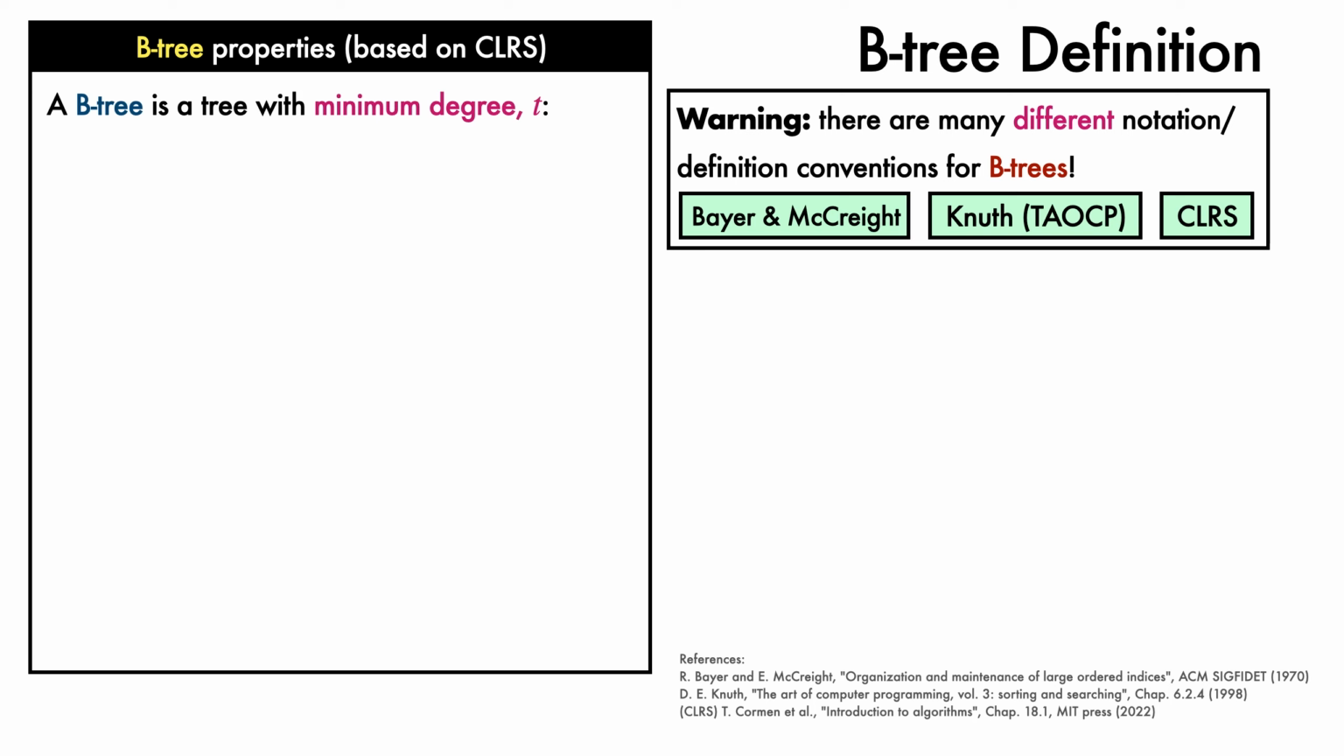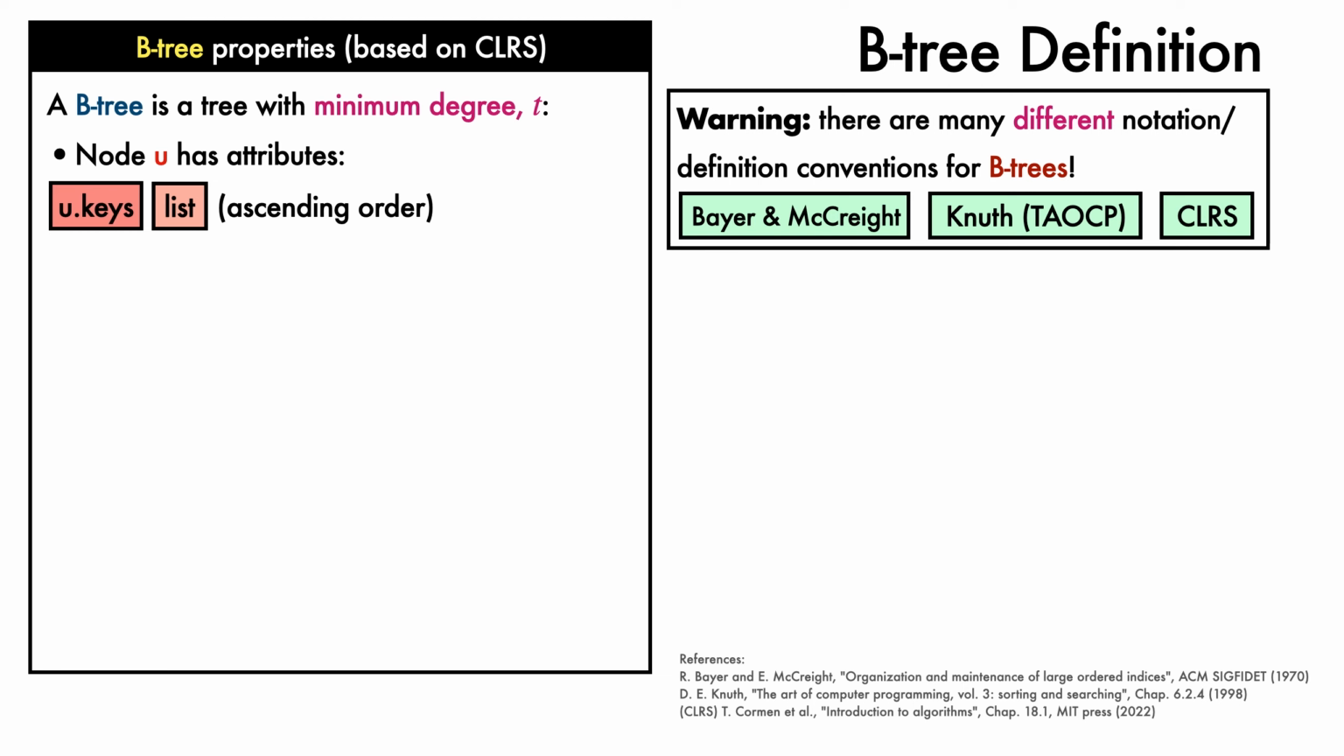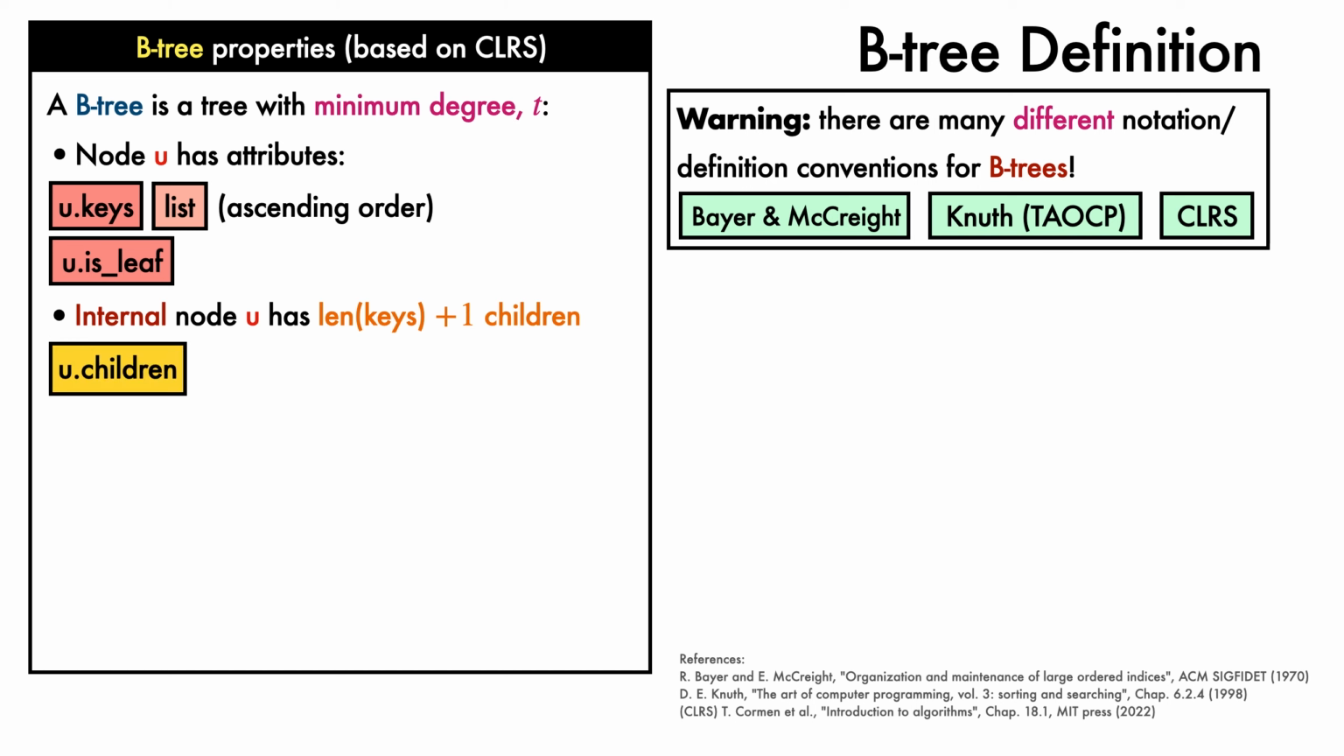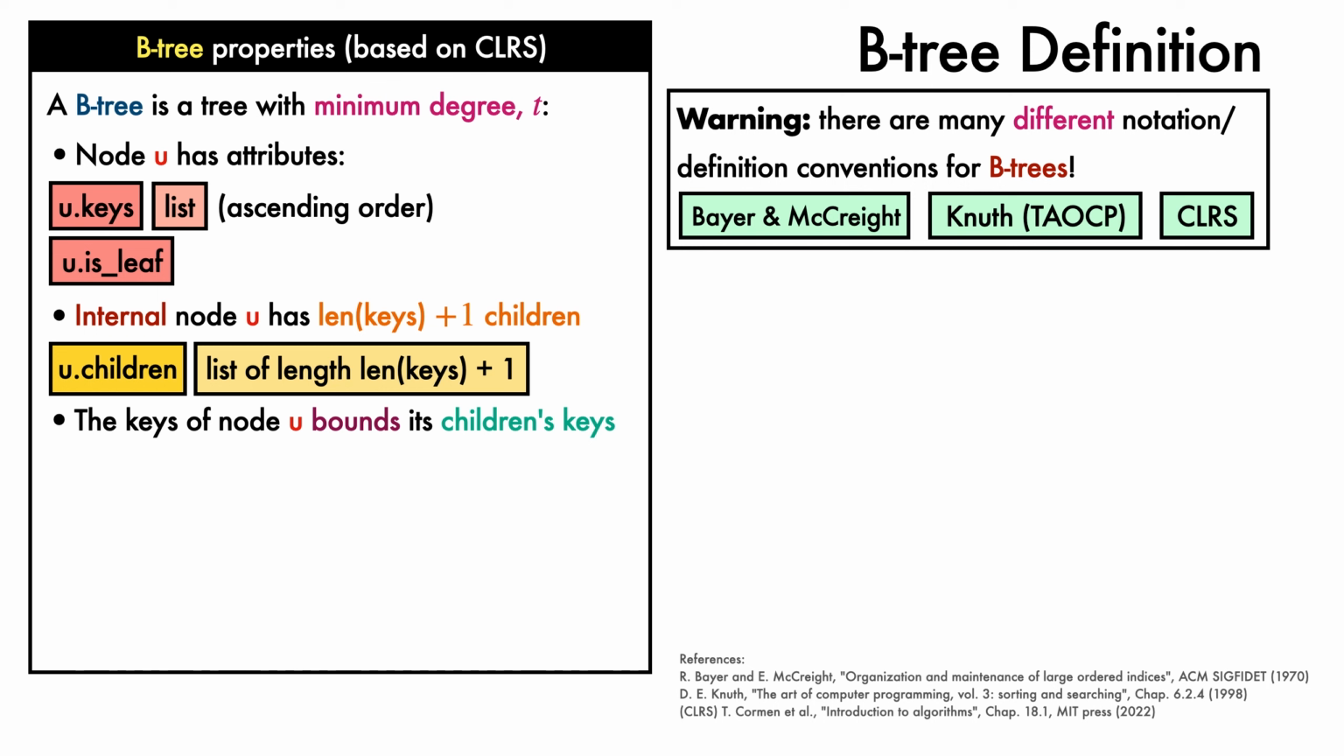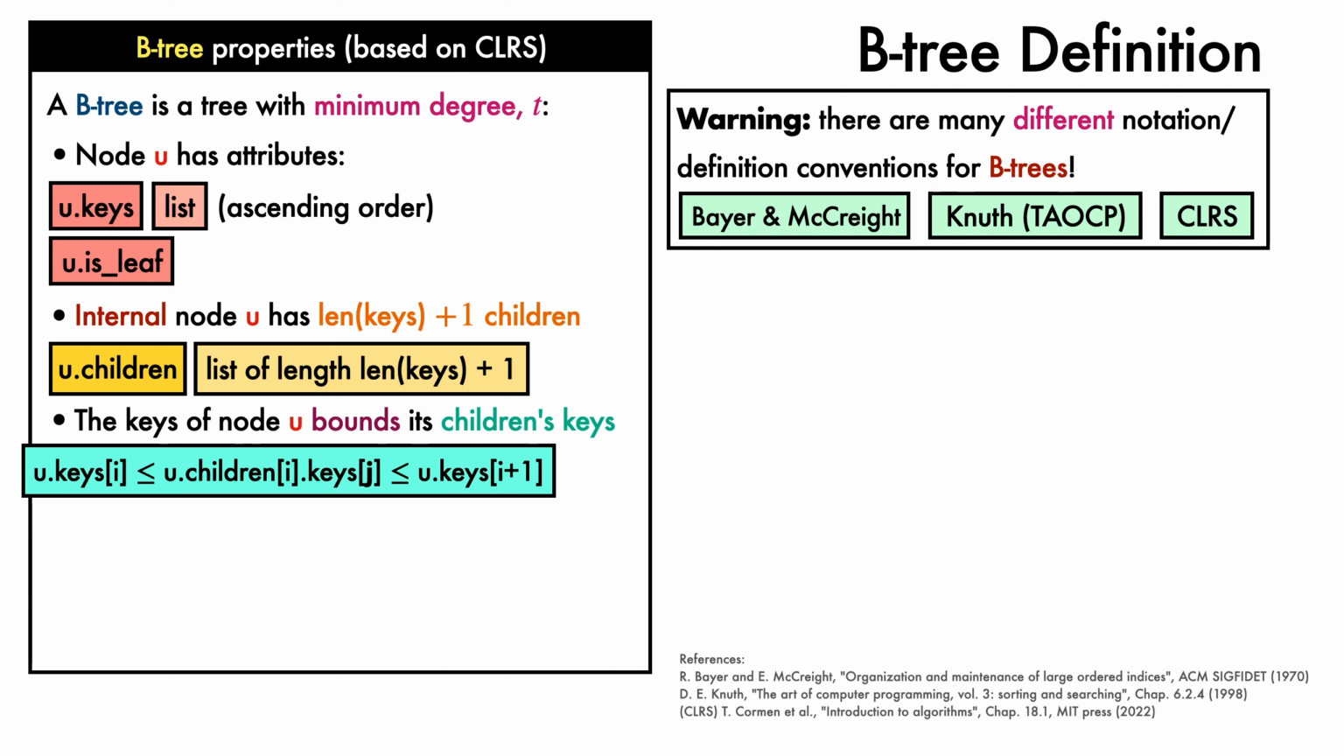A tree is said to be a B-tree with minimum degree t if, first, each node U has the following attributes: a collection of keys stored in a list in ascending order, and a Boolean value of whether U is a leaf node. Second, each internal node U has a set of children. This we also store in a list, whose length is 1 greater than the number of keys. Third, the keys of a node U bound its children's keys in the sense that each key, written key j of U's ith child, lies between U's ith key and U's i+1th key for any valid value of j.